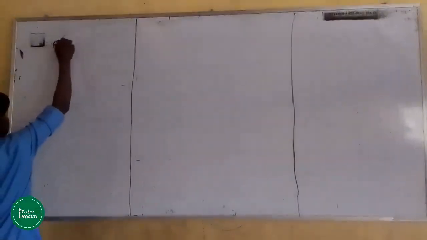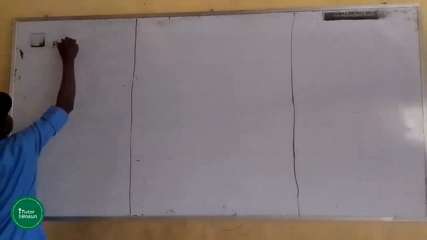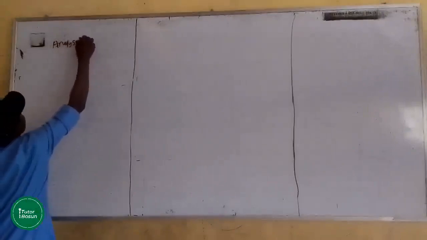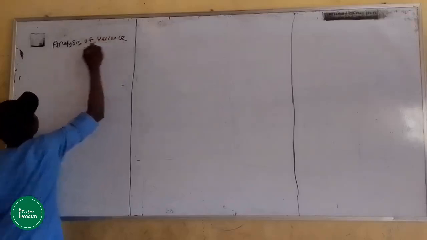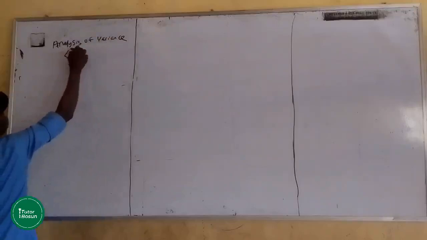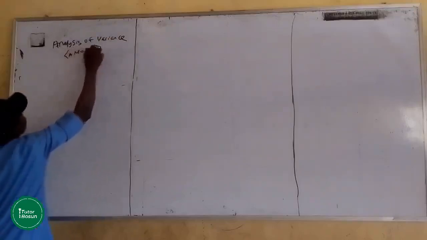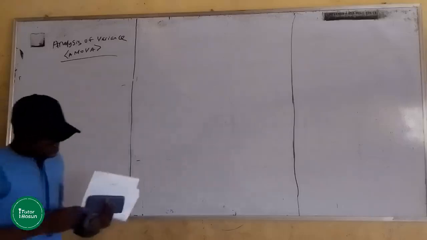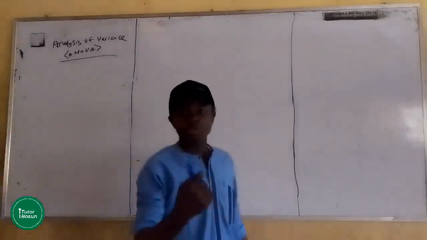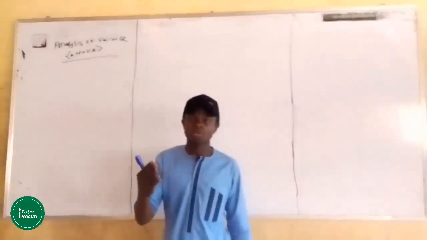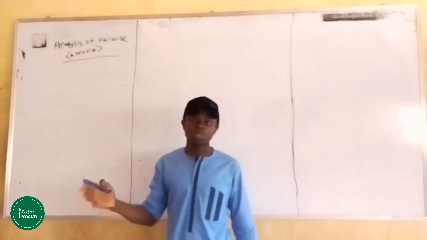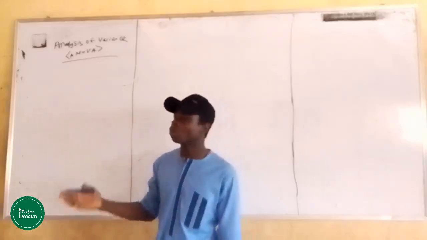Analysis of variance, ANOVA. So in analysis of variance, we want to test the equality between means of some set of groups. So groups of data.